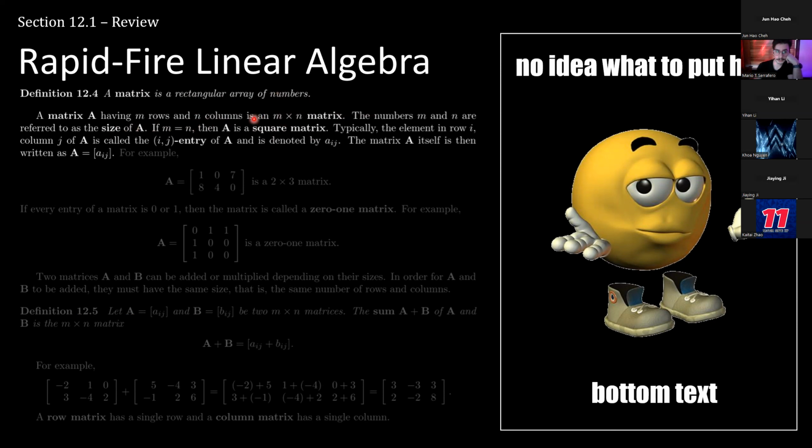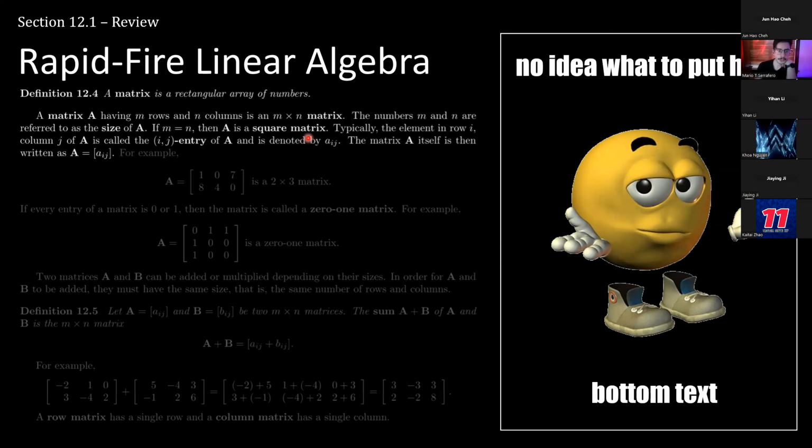We call these two numbers the size of A, and if they match, then A is what we call a square matrix. Typically, if we have the element in row i and column j of A, we call this the ij entry of A, and we denote it by small a. So we denote matrices with boldface capital letters, but when we access an element, the ij element, we denote it with lowercase and non-boldface.